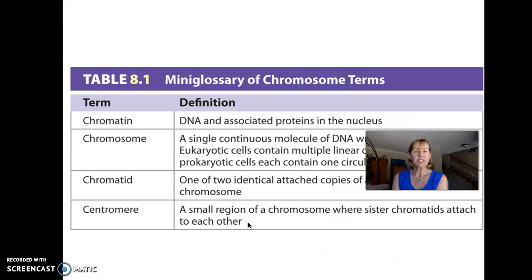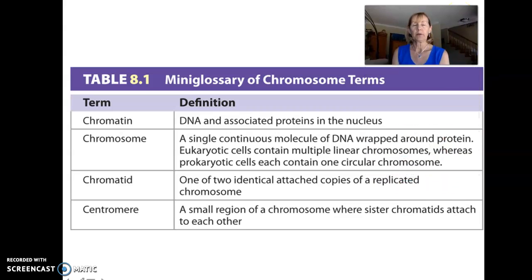This is a table from your text, a mini glossary of chromosome terms, and you'll want to look at this in your book. So it's going to describe what chromatin is, what a chromosome is, what a chromatid is. That's really confusing. Chromatin and chromatid, and a centromere. So I'll let you look them up. You can read it on there if you pause the video.